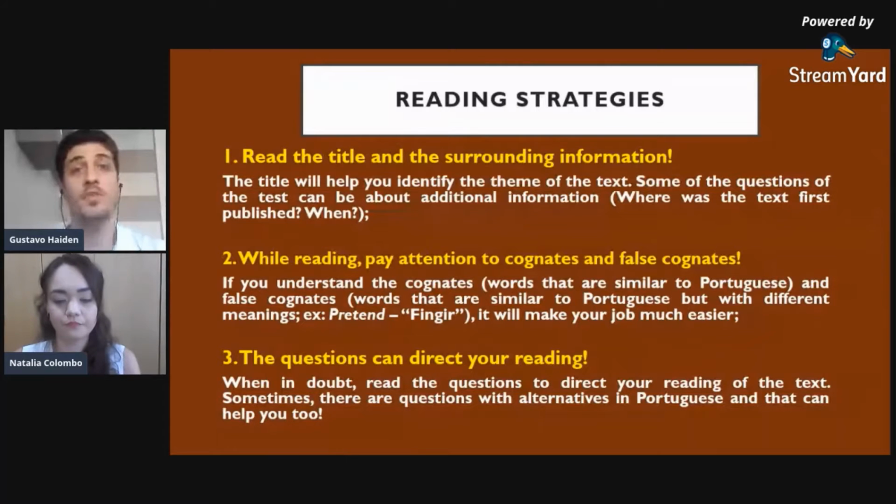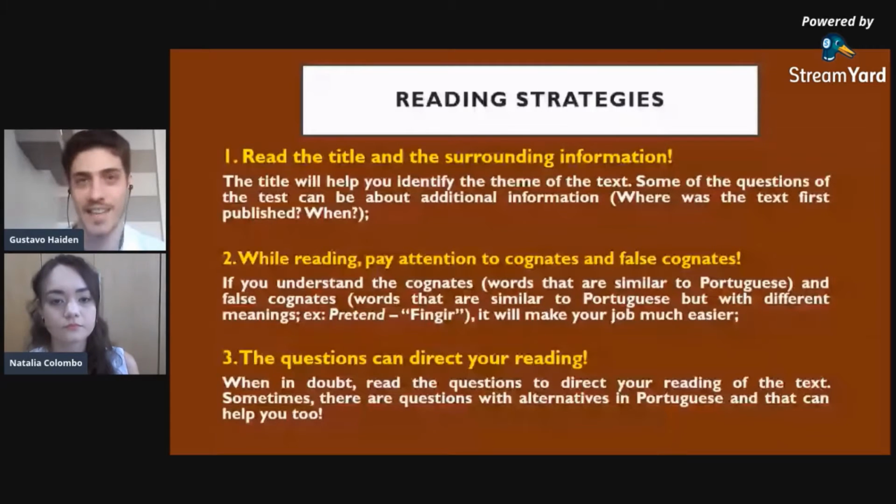So, guys, when you do a test, in Portuguese, in English, many things, we need to read the questions, right? Read texts, read questions, interpret, right? Interpretation is very important. But the way we read needs to work well. And to do that, we need strategies que ajudem a gente a fazer uma boa leitura. So, we are going to start this lesson giving you some strategies and tips on how to read texts well in English, okay? So, the first tip, number 1: read the title and the surrounding information.